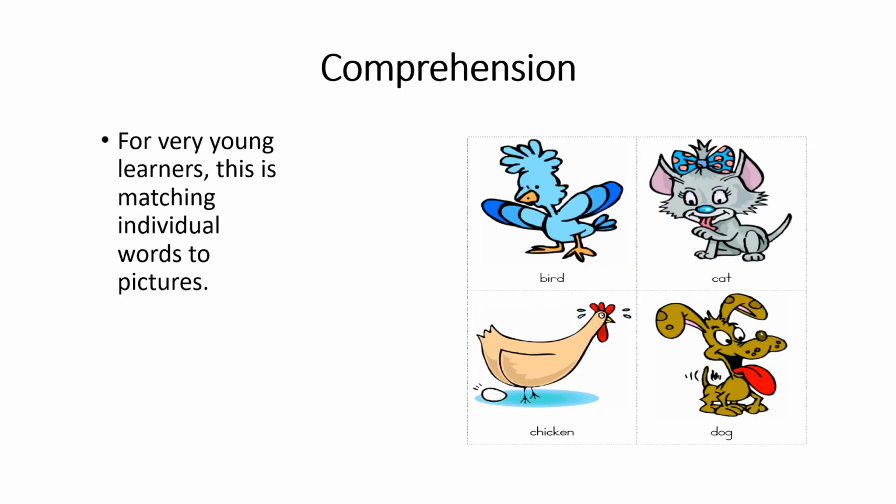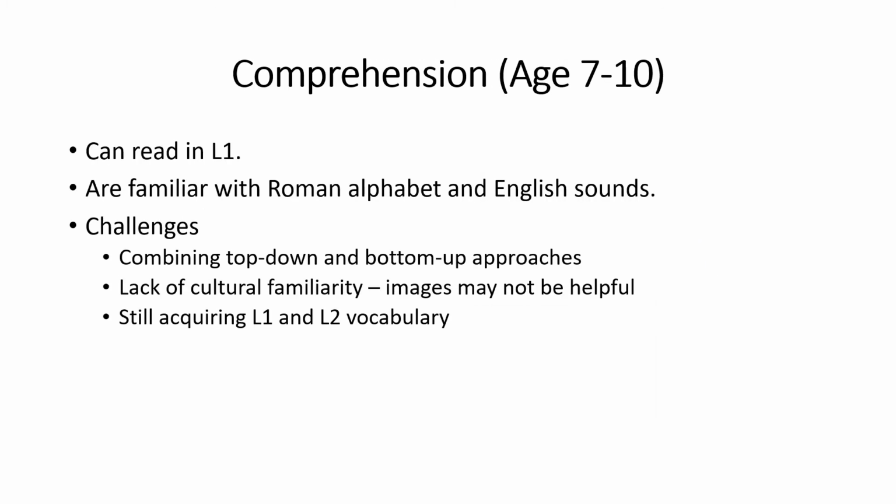So what about comprehension in these approaches? For very young learners, this is just matching the pictures with the words. This is also considered as comprehension. They can also point to the words and pictures while they are being read to, and they can also react, and this could be considered as their comprehension.